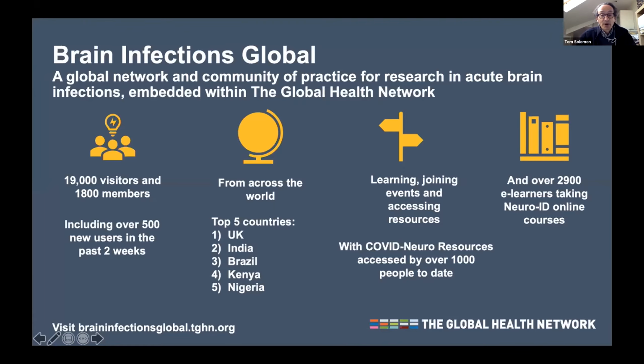So the Brain Infections Global is part of the Global Health Network here. You can see we have 19,000 visitors and 1,800 members. That's just on our BI Global website. The Global Health Network has many more than that. These are the main countries that link into the network, and it's an environment for learning, joining events and accessing resources.